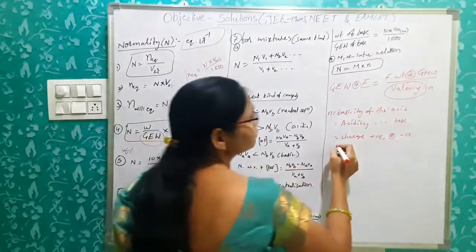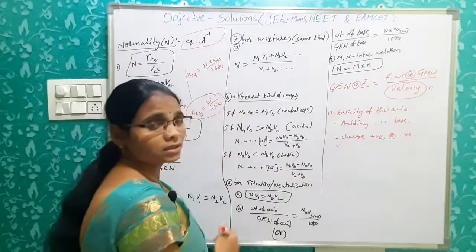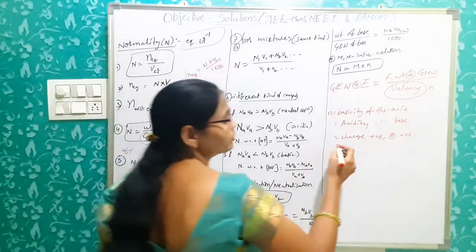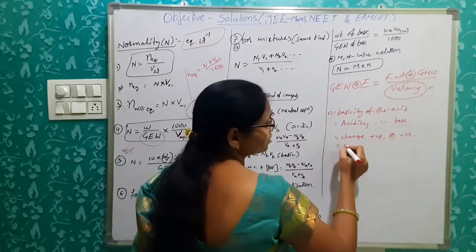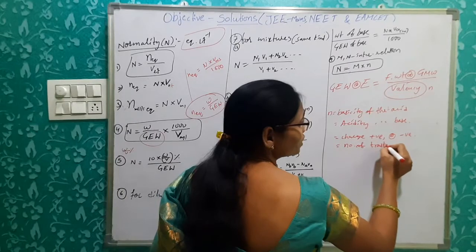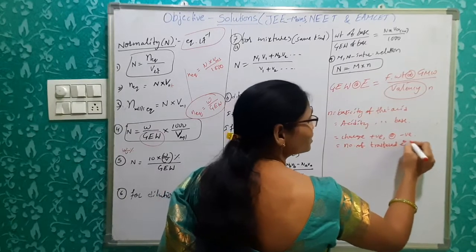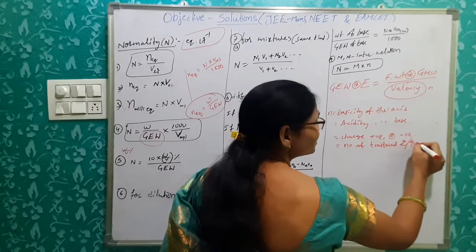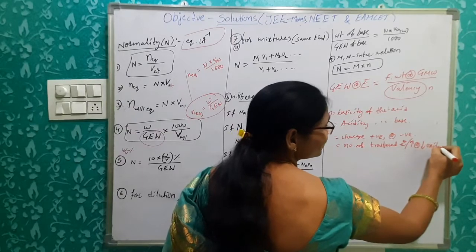Suppose oxidants and reductants are given. Then it is the number of transferred electrons, which is nothing but the increase or decrease in oxidation number.